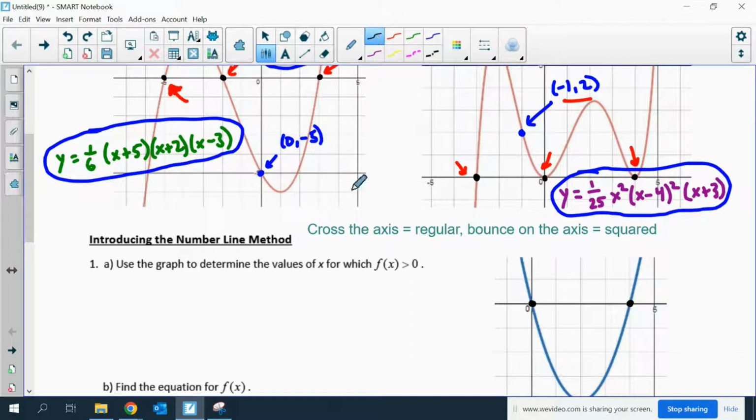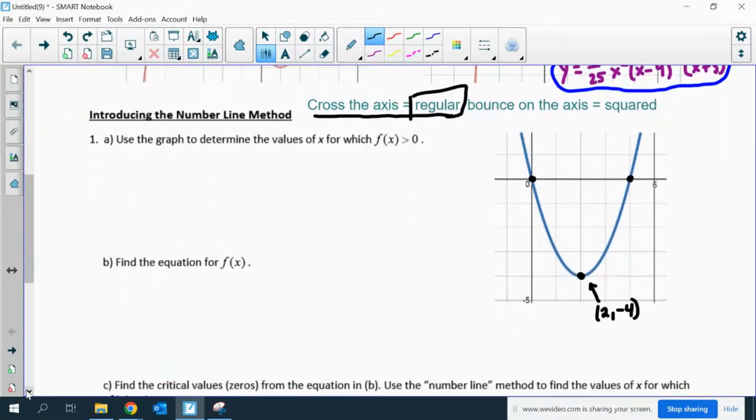Just as a reminder, if the function crosses the axis, it's not squared, so it's to the first power, it's regular. But if it bounces off the axis, like it did at 0 and 4 in the second problem, we write it as squared. It's a zero that has multiplicity 2.